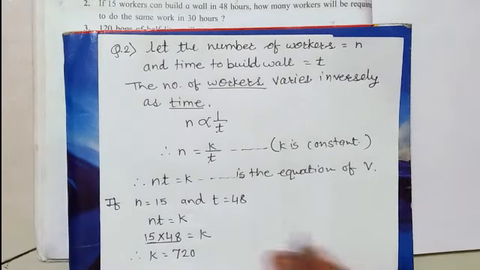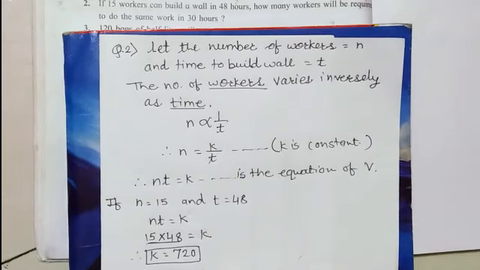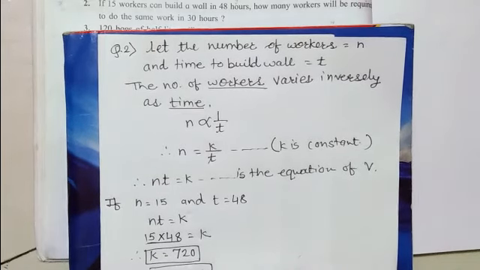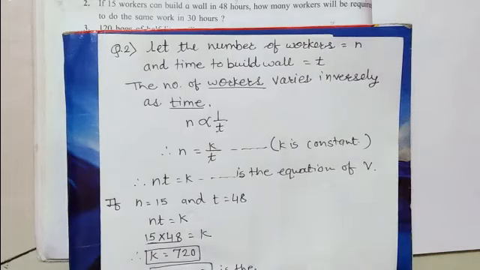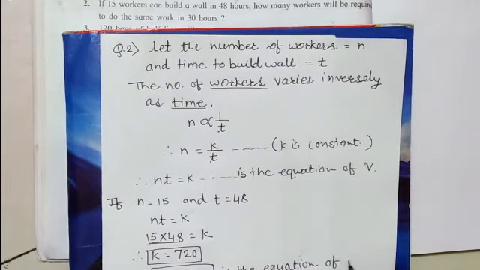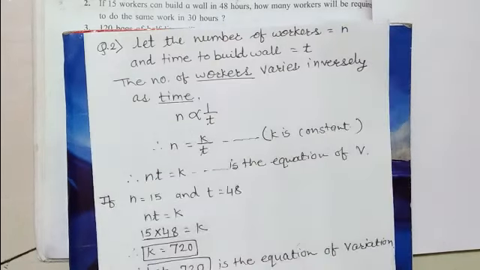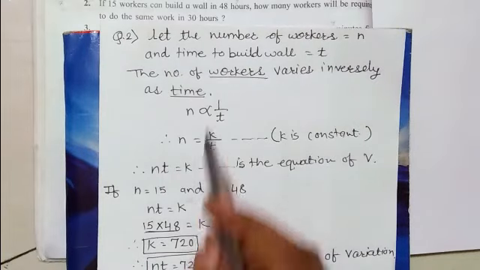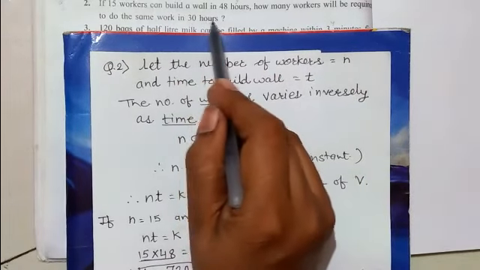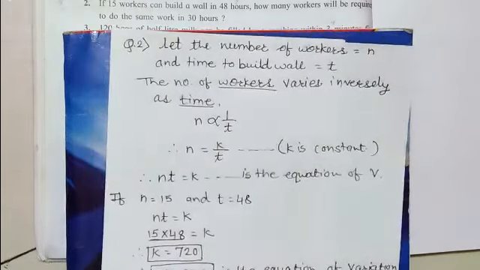This is the answer from these two figures. Therefore, nt is equal to 720 is the equation of variation. Now students, as we know that the work must be done in 30 hours, how many workers should we require?